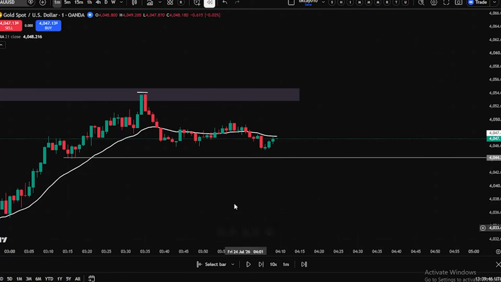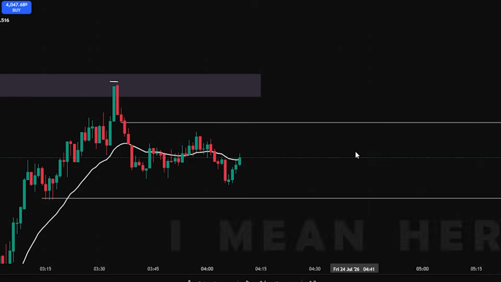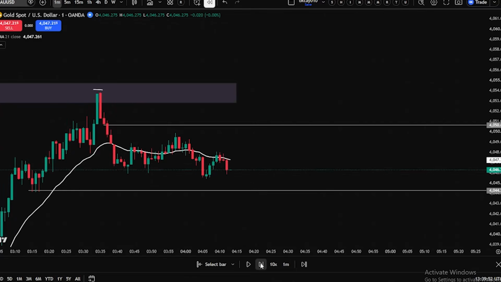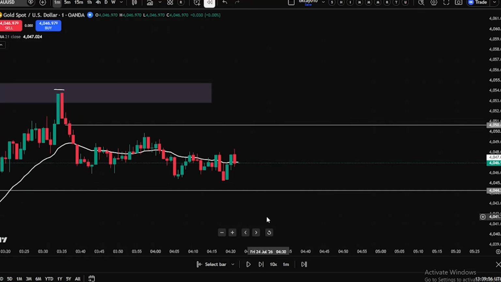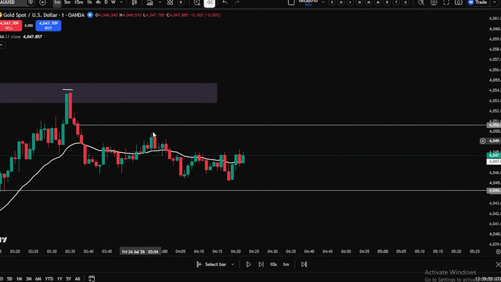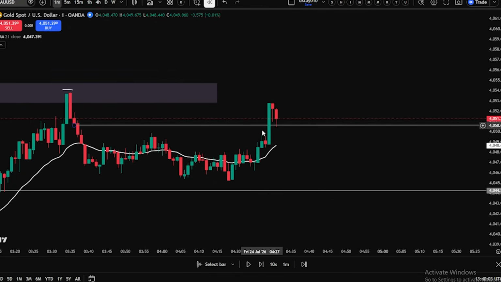So first I start to examine the market structure. In this area, the price had already reacted to a certain range several times. This means that many traders probably placed their stop losses here. Now something interesting starts happening. The price makes a quick move up. This is a major confirmation for your entry or loss.